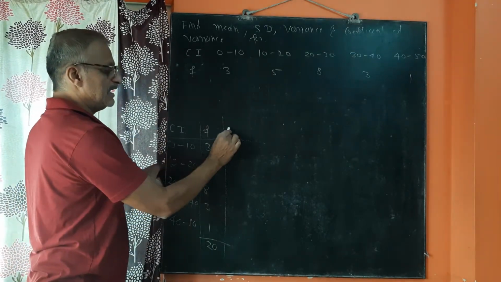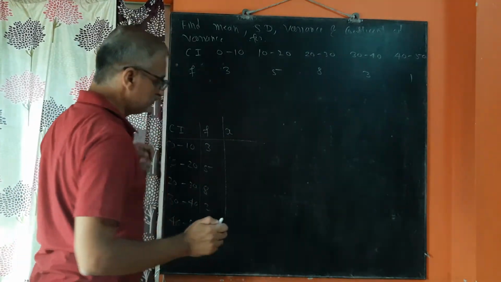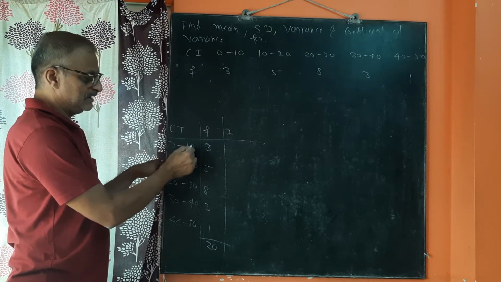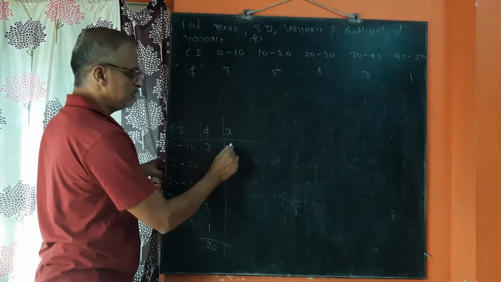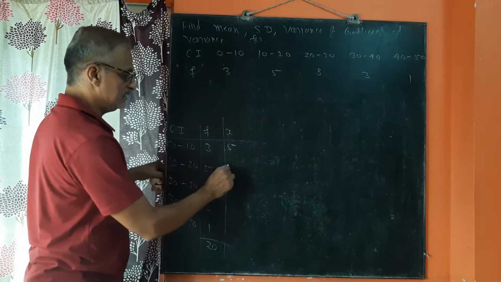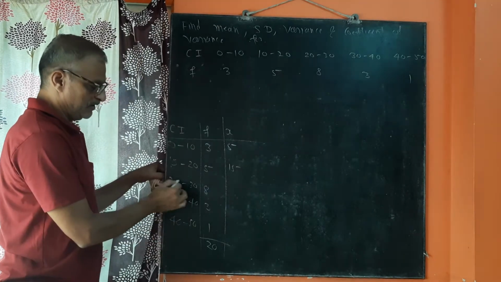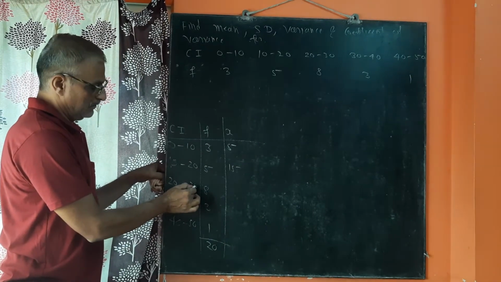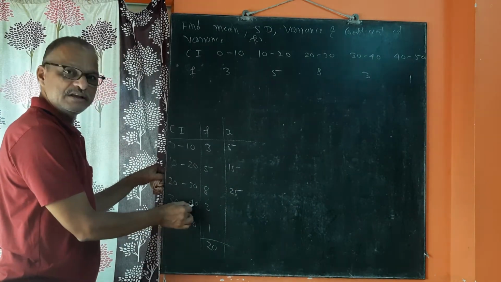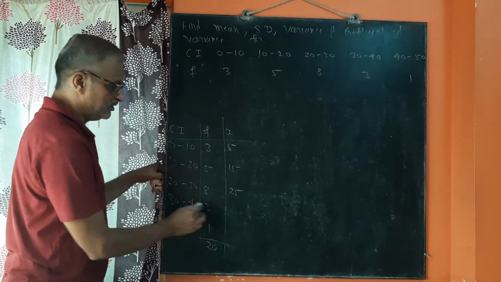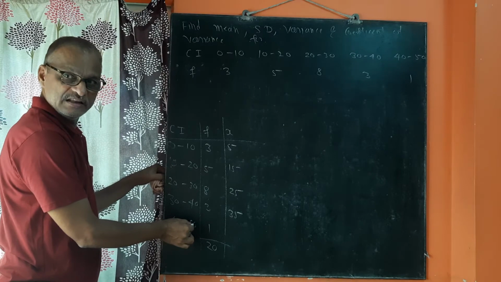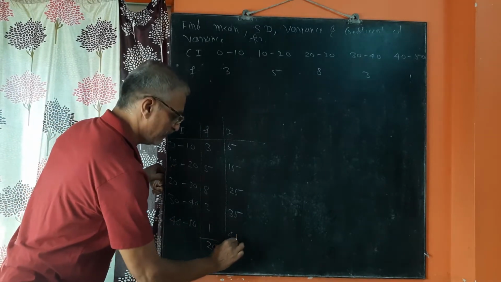Now the next column is x. What is x? L1 plus L2 divided by 2. So 0 plus 10, that is 10, 10 divided by 2, that means 5. 10 plus 20, 30, 30 by 2, that means 15. 20 plus 30, 50, 50 by 2, that means 25. 30 plus 40, 70, 70 upon 2, that means 35. 40 plus 50, 90, 90 by 2, that means 45.